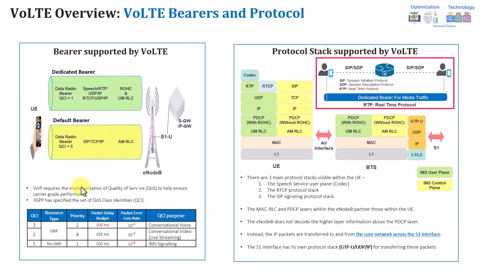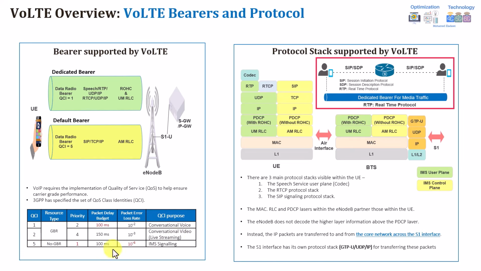Then the second part is about quality of service. As you know, voice in general, or VoIP, requires implementation of quality of service, which means you need to guarantee a specific, for example, packet delay or packet error loss rate in order to ensure the performance of VoLTE. Especially for QCI 1, and even for the signaling, but for the voice call it is very sensitive. The user will feel any problem directly because this is real-time data. It's not a download, for example, or best-effort data. So that's why a specific quality of service is required.